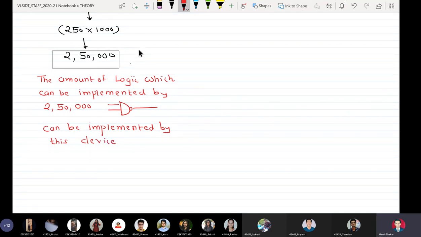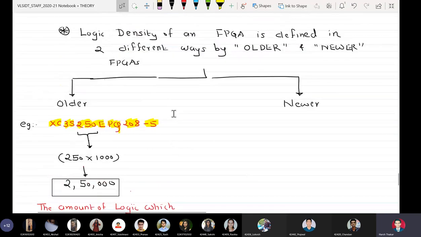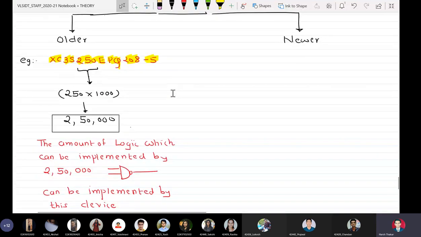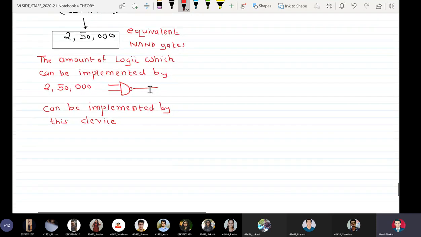Okay, so when I write the number XC3S250E, and if this is an old FPGA, the 250 means 250 into 1000, that is 2,50,000. So 2,50,000 indicates the equivalent number of NAND gates. Okay. So when I say 2,50,000 equivalent NAND gates, it means the amount of logic which can be implemented by 2,50,000 two-input NAND gates can be implemented by the device.